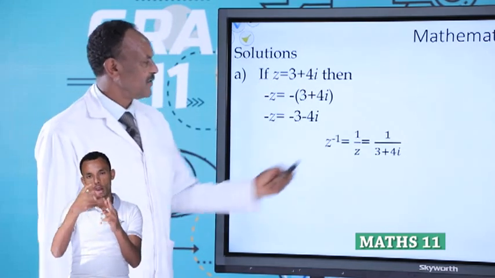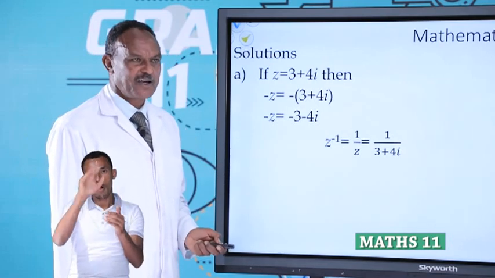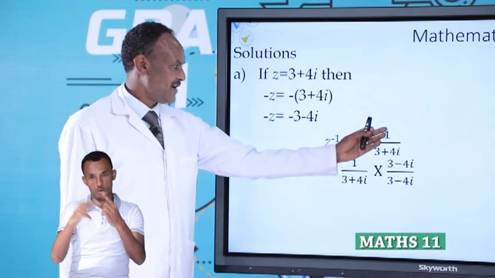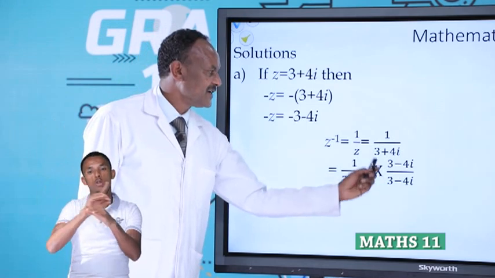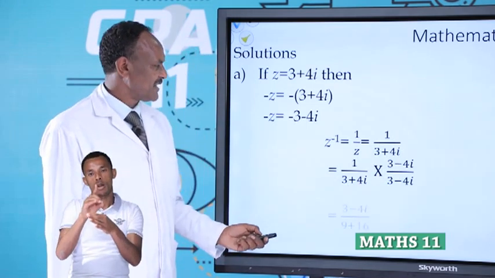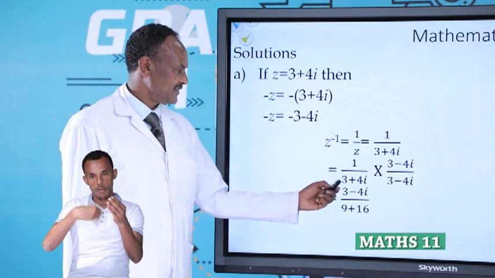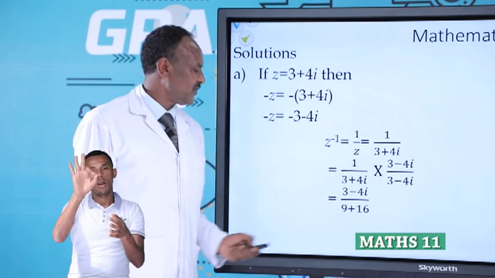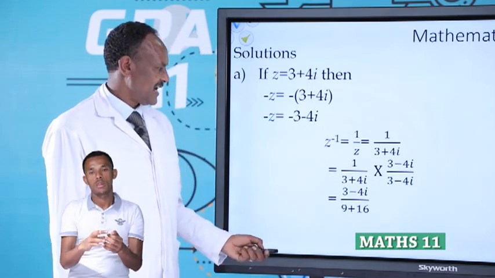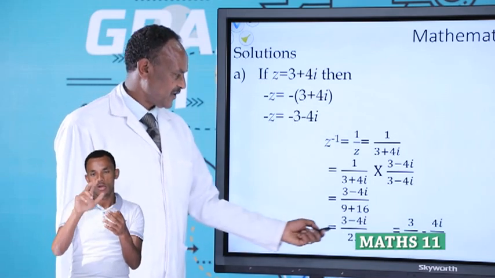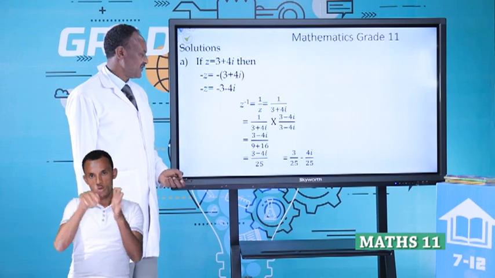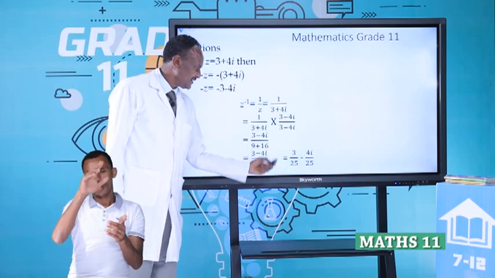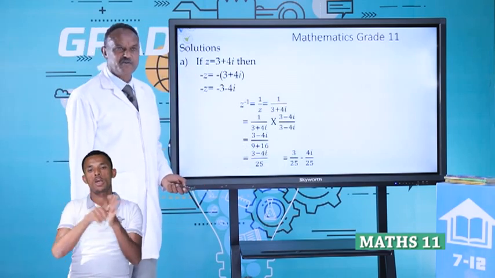Second, what is the reciprocal of z? Z inverse is 1 over z, which is equal to 1 over 3 plus 4i. And what is the real part and the imaginary part? To get that, you have to multiply both the numerator and the denominator by the conjugate of the denominator. So 3 minus 4i over 3 plus 4i times 3 minus 4i. Since they are conjugates of each other, 3 squared is 9, 4 squared is 16. So we have 3 minus 4i over 25, the multiplicative inverse of that complex number. If you split, 3 over 25 is the real part, and the imaginary part is negative 4 over 25.